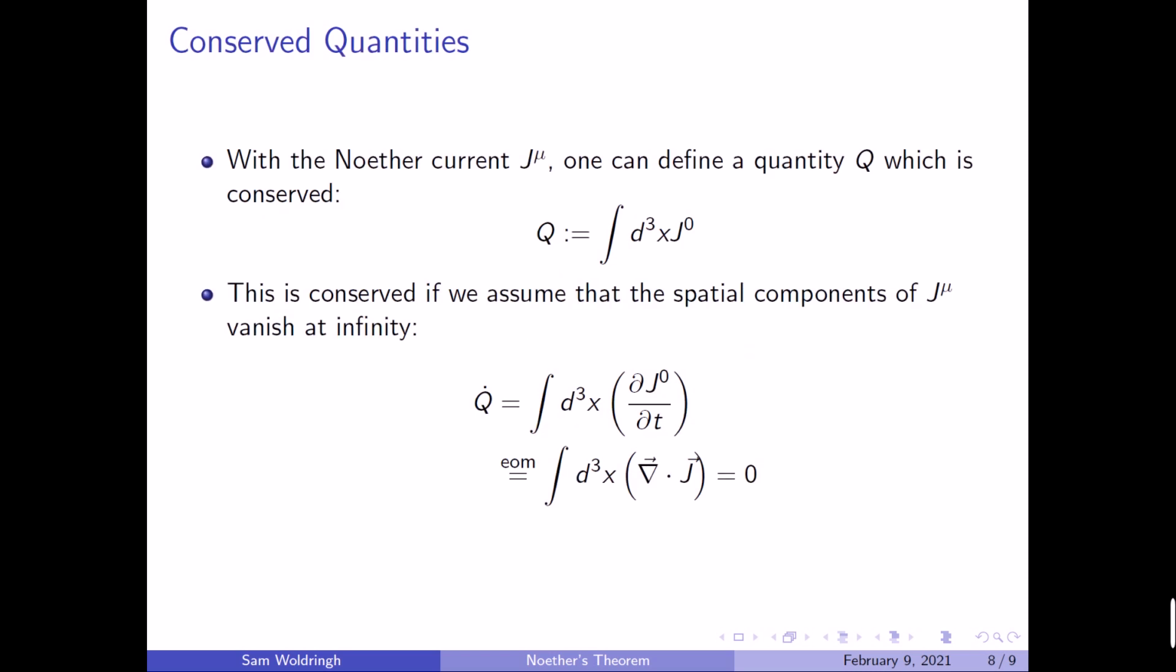Now, why is this useful? Well, first of all, the current J is conserved, but with the Noether current J, we can define a quantity which we'll call Q that's conserved, and that's just defined as being the spatial integral over the 0th component. This is conserved if we assume that the spatial components of J vanish at infinity. Why is that? Well, let's just calculate the time derivative. We put that into the integral, and we use the equations of motion, namely the conservation of J, to write this as a divergence, which, if we assume J falls off at infinity, vanishes. This is also what you're used to in just classical electromagnetism.